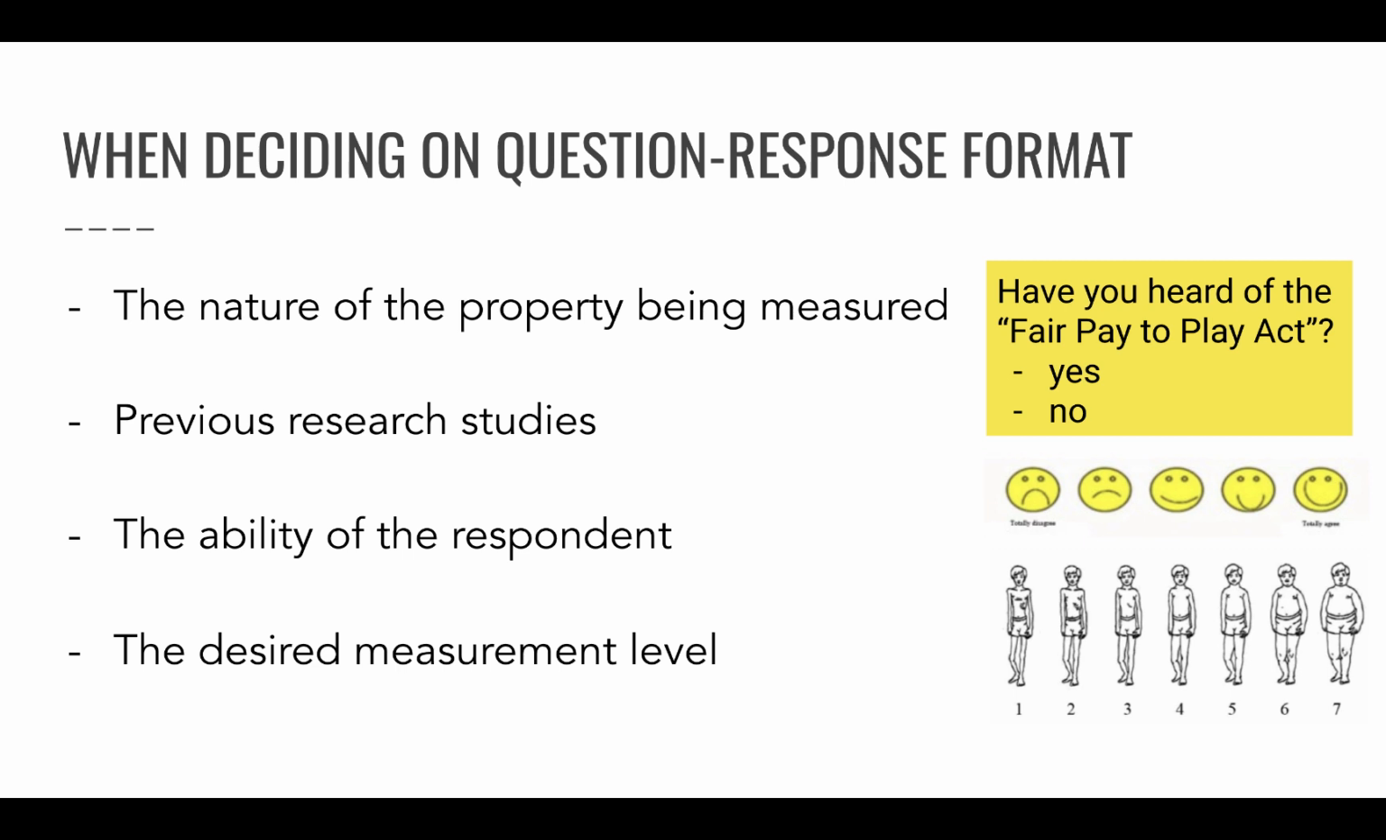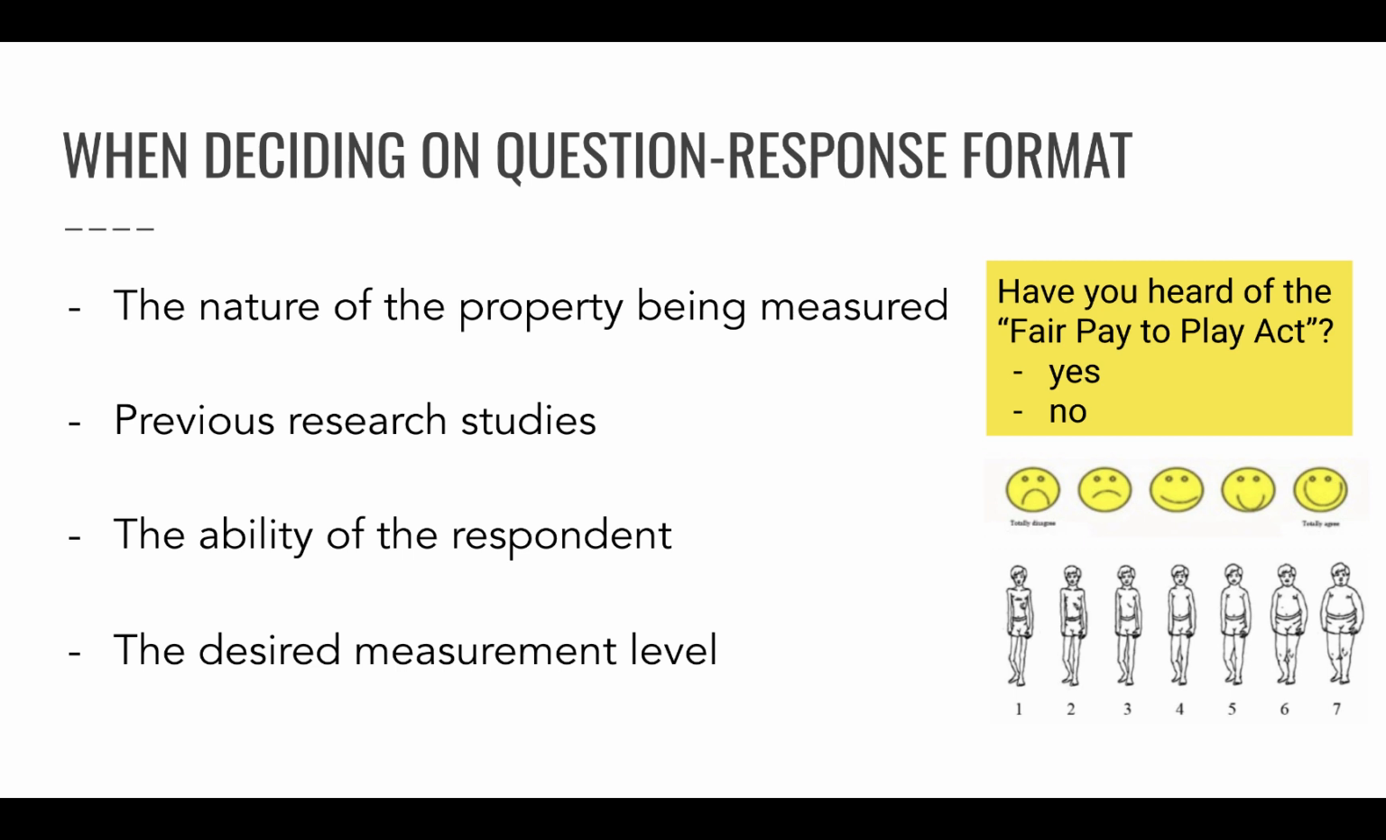So when you're deciding on which question response format to use for your research, first of all, it's a good idea to have a bit of a mix of everything, but it all boils down to which property you're trying to measure. The nature of the property you're measuring plays a large role in how you measure it. Certain constructs or variables are naturally dichotomous, naturally dual. Think of, for example, have you ever heard of a certain law? Either you've heard of it or you haven't. There's not really any in between. Of course, you could have an option saying unsure, but still that would be dichotomous because you exclude the unsures.